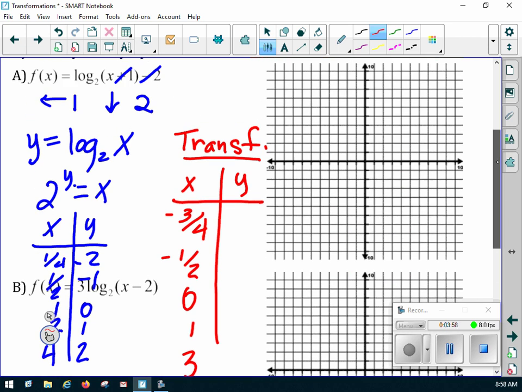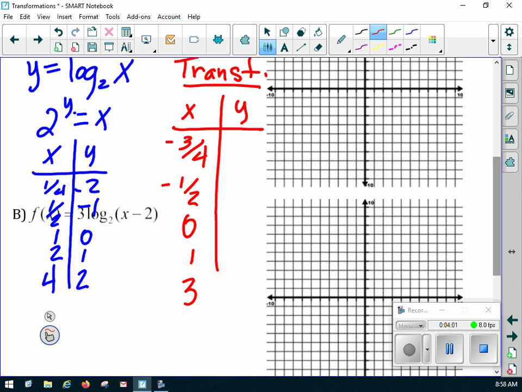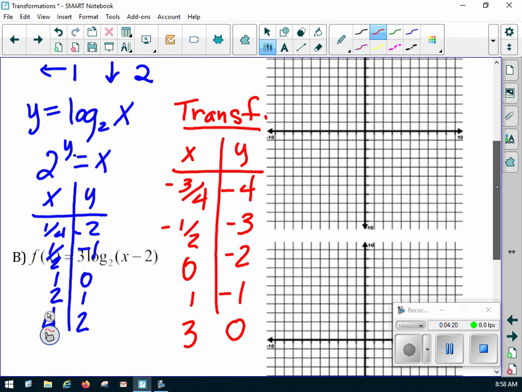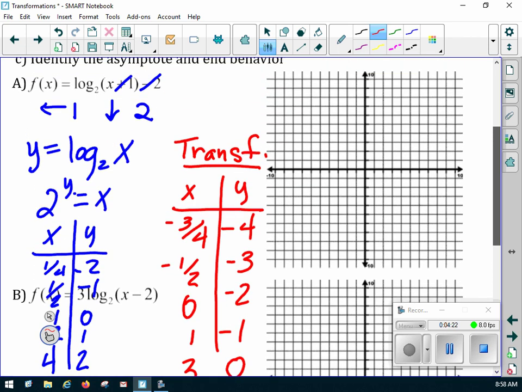And what do the y's do? Subtract 2. -2 minus 2. Aha! -2 plus 2 is 0. -2 minus 2, -4. Keep going. -3, -2, -1, and 0. And you plot them. -3/4, -4. 1, 2, 3, 4. -1/2, -3. 1, 2, 3. 0, -2. 1, -1. 3, 0.